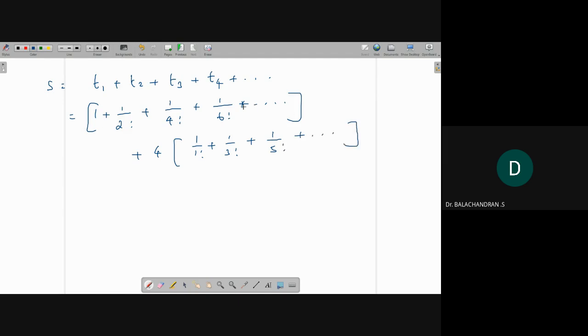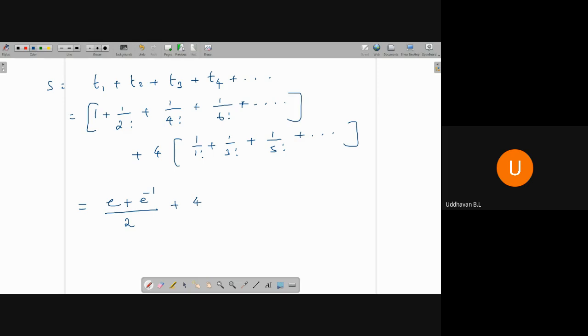So what is this? Anybody? What is this expression? E plus e power minus 1 by 2. Okay, correct, Paritosh. E plus e power minus 1 by 2 plus 4 times, yeah. Sir, we are writing it as 4 into 1 by 1 factorial plus 1 by 3 factorial now, sir. Yeah, 4 is common.